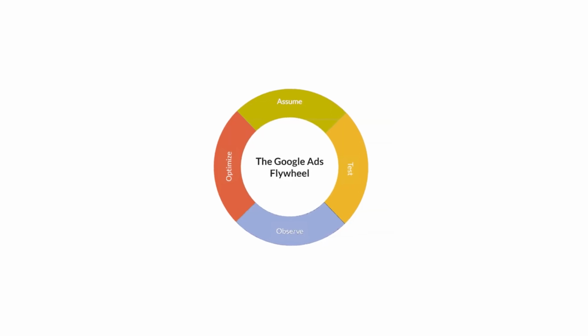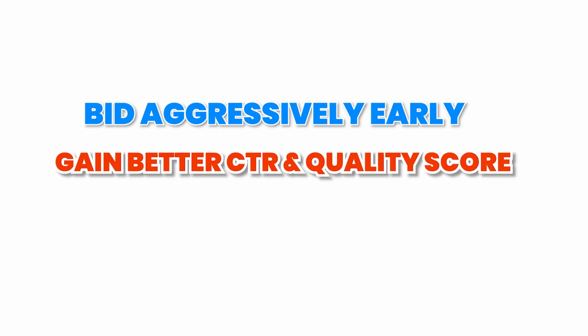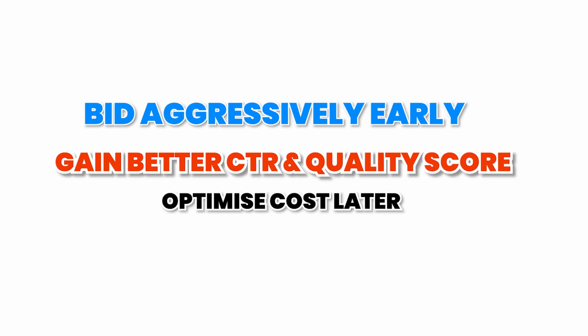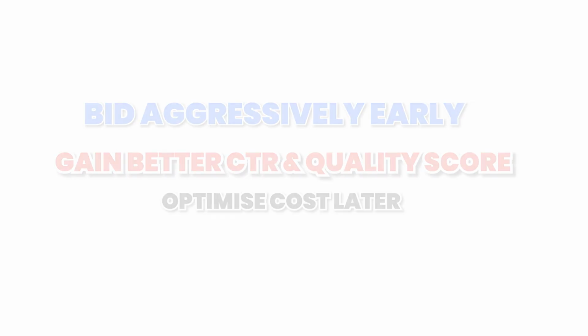Often, increasing bids to move from bottom placements to top positions can dramatically improve performance. This creates a flywheel effect. Bid aggressively early, gain better CTR and quality score, then optimize costs later. Sometimes paying more for top positions leads to better data, higher quality clicks, and stronger long-term results.